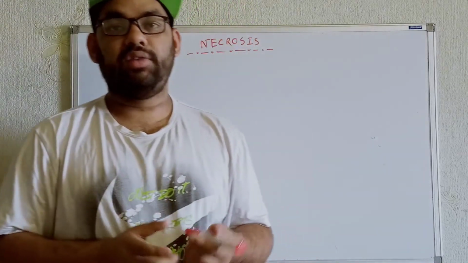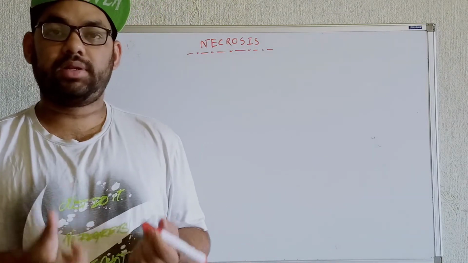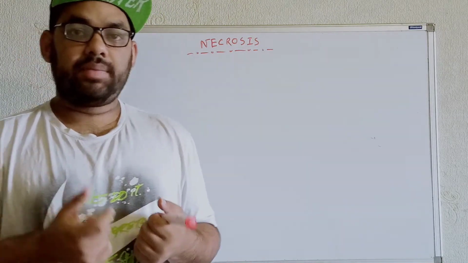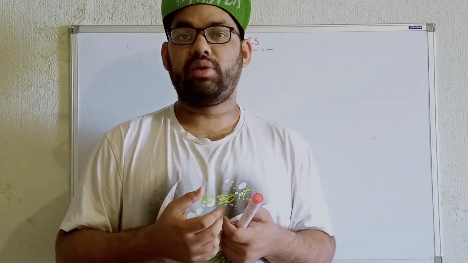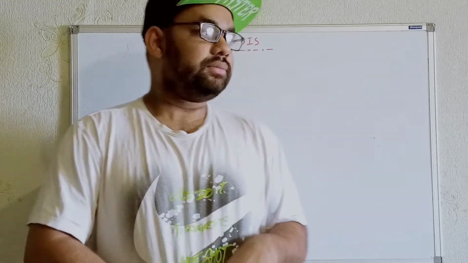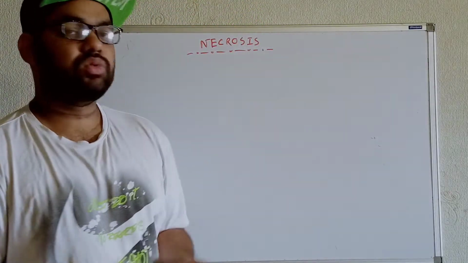We can define necrosis in terms of irreversible cell injury. Irreversible cell injury means we'll ultimately see the death of the cell. That means if we remove the causative agent that is causing the cell death, we will not get the cells back in their normal form. The cell will die.